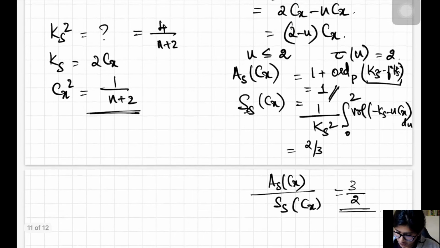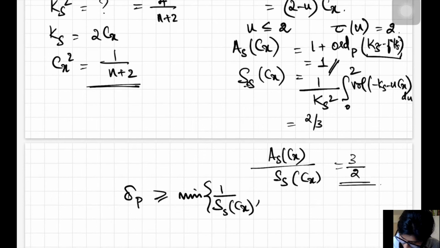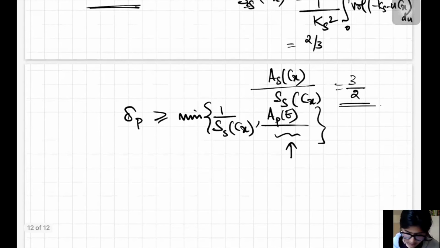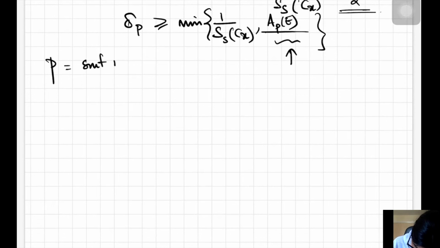Okay, so this is fine because if you remember, my delta P was bigger than or equal to the minimum of 1 over S_S of Cx in our case, and then A of E_P over this funny number. So this is what we now have to do. If my point is a smooth point, then we are okay because my A is still just 1. My S is what you would need to do.